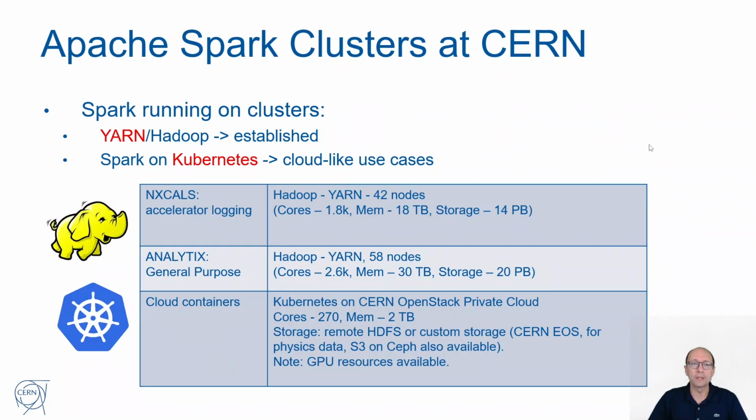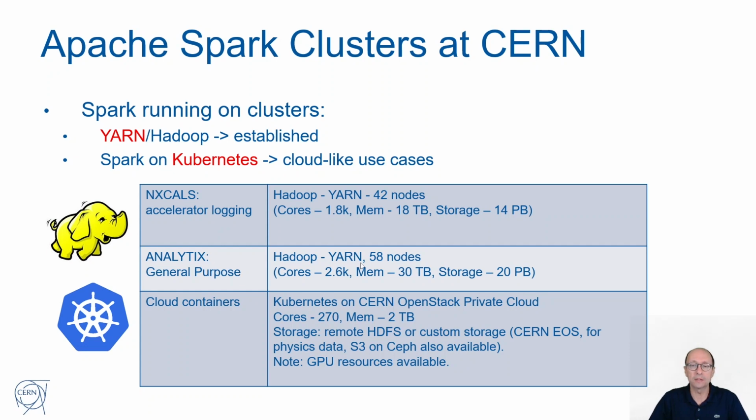Then you can move on and run Spark on clusters at CERN. Currently at CERN we have clusters where you can run Spark on Hadoop. So YARN is the cluster manager, Hadoop is the platform. And then you can run Spark on cloud resources using Kubernetes. For example, in production we have a system for the NXCALS project. This is only available for the members of this project. And then we have another larger cluster for general purpose usage.